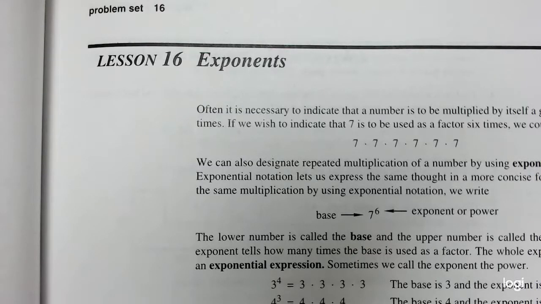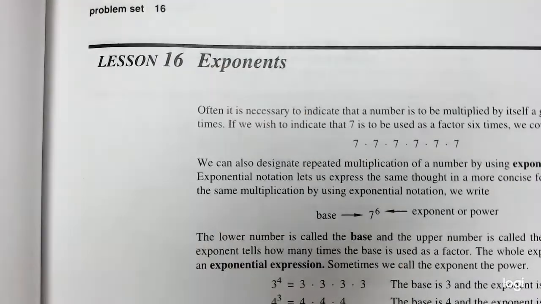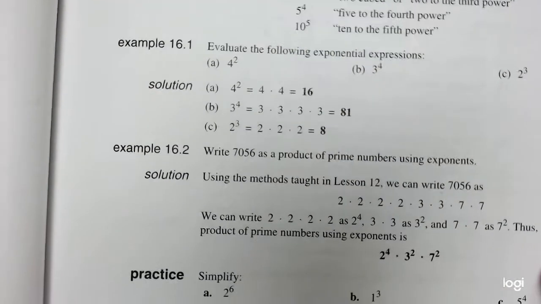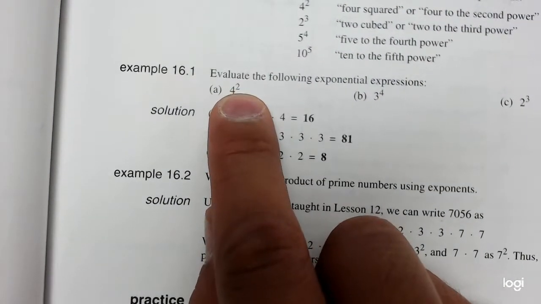Pre-algebra lesson 16. Now we're going to start learning about exponents. As you remember, multiplication is a faster form of addition, and so exponents are in fact a faster form of multiplication. Exponents are represented by this little tiny number up here, right?